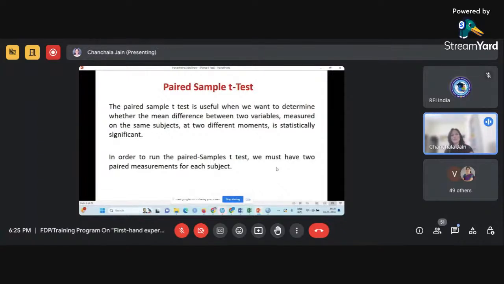Means the same number of people are giving the same quiz, right? So that way I can see whether there is a change in the understanding or knowledge level of the participants or not, right? So this is a case of paired samples t-test.